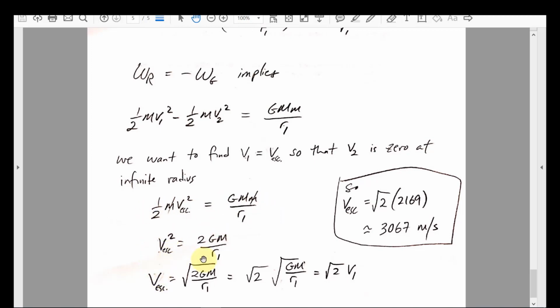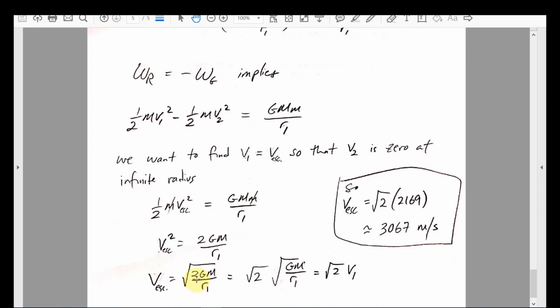Multiply both sides by 2. And we end up with escape velocity is the square root of 2 times the gravitational constant times the mass of the primary, the planet, divided by the radius that we're at initially, at which we want to reach the escape velocity.